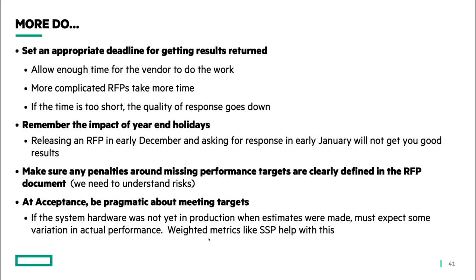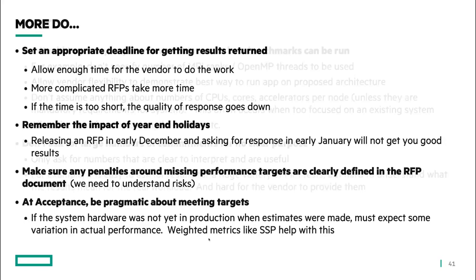Make sure that any penalties around missing targets are clearly defined. That way we can understand and evaluate the risk of the projections and information we're providing. And when it comes time for your acceptance, be pragmatic about meeting targets. If the system hardware was not yet in production at the time we made our initial estimates, you should expect some variation in the final performance. This is where weighted metrics, like the SSP I mentioned earlier, can help in terms of evaluating the overall performance of the machine.